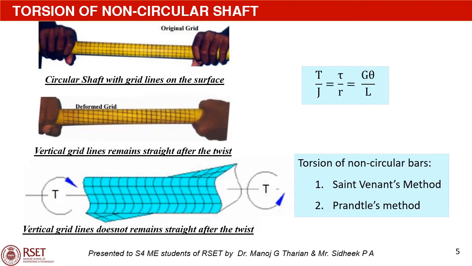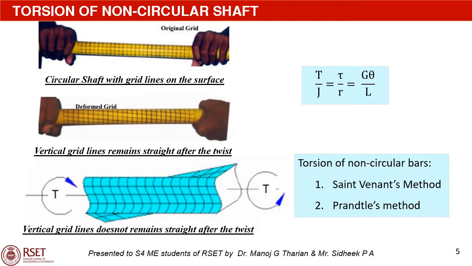Here what happens is that the points along the cross section of the shaft move along the axis of the shaft during the twist. This movement of the particle is known as warping. Warping is defined as the longitudinal movement of particles of a non-circular shaft when it is subjected to a torque.